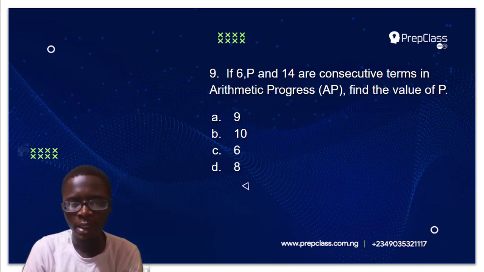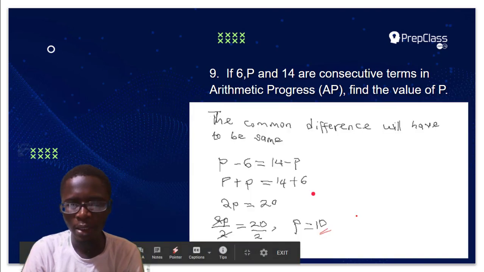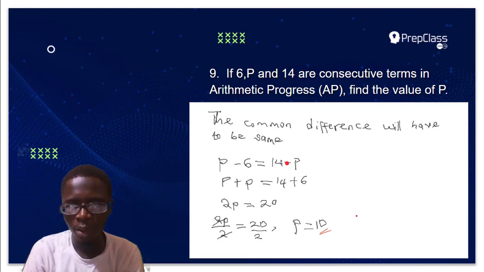Question number 9. It says, if 6p and 14 are consecutive terms in an arithmetic progression, AP, find the value of p. So we just need to remember this, that the common difference will have to be the same. If you're dealing with an AP, the common difference is always the same. So since they form an AP, it means the difference between the second term and the first term, which is the common difference, will be the same as the difference between the third term and the second term. So this is the common difference.